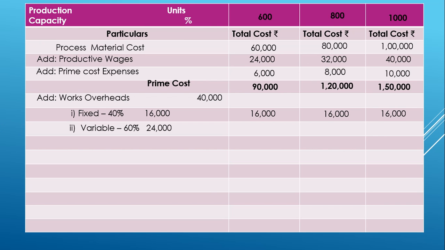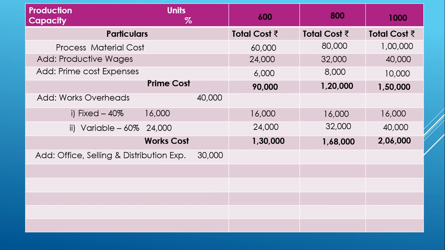As you know, variable cost in total varies, but per unit it remains the same. So in total it will vary as the production level increases. You can see this is increasing as the production increases. And this comes as our works cost. So when we add prime cost to the works overheads, we get works cost. So 90,000 plus 16,000 plus 24,000, we will get 1,30,000. Same in case of 800 and same in case of 1,000. This is our works cost.